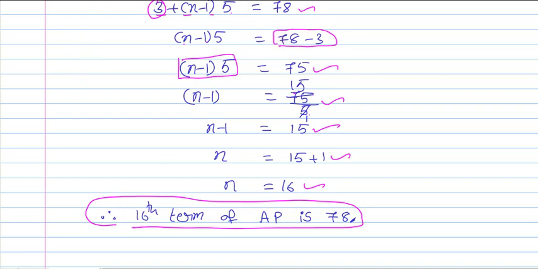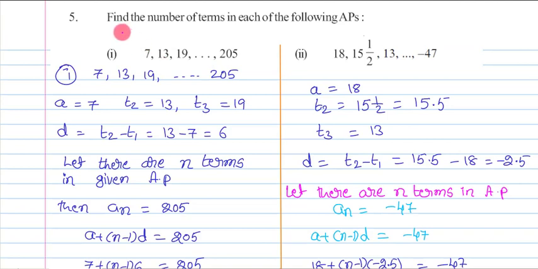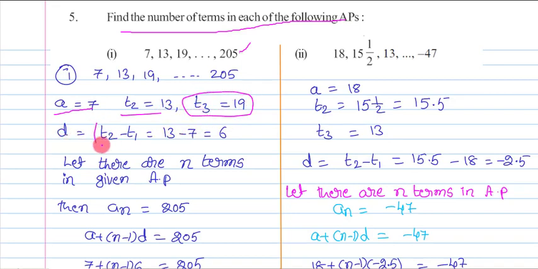Now, let us see the fifth problem in this. Find the number of terms in each of the following. In this, the first question is 7, 13, 19 up to 205. Then what do we need to find out? We need to find out the number of terms in it. So for that, what do we know? We know the first term as 7, second term as 13, third term as 19. So then the common difference is what? T2 minus T1. That means 13 minus 7, which is 6.